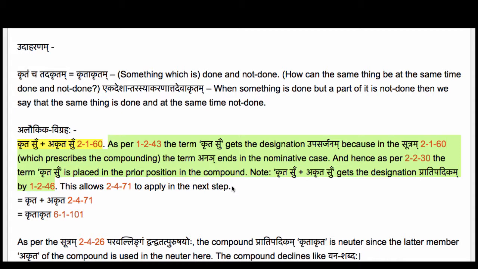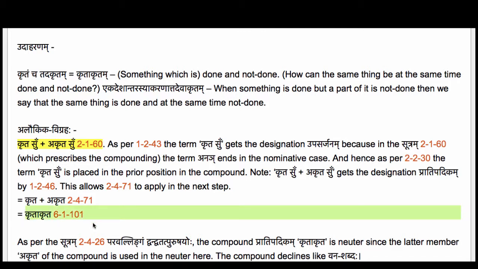And now we can apply 2-4-71, supo dhatu pradipadikayoho, to perform the luk elision on the sup affixes su and su which are inside the compound pradipadikam. So we get krita akrita. Then of course you apply akas savarne dirgha to get krita krita. Akas savarne dirgha of course is 6-1-101.